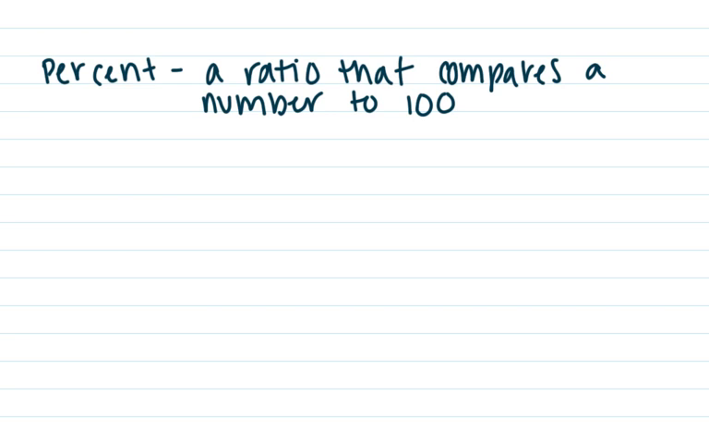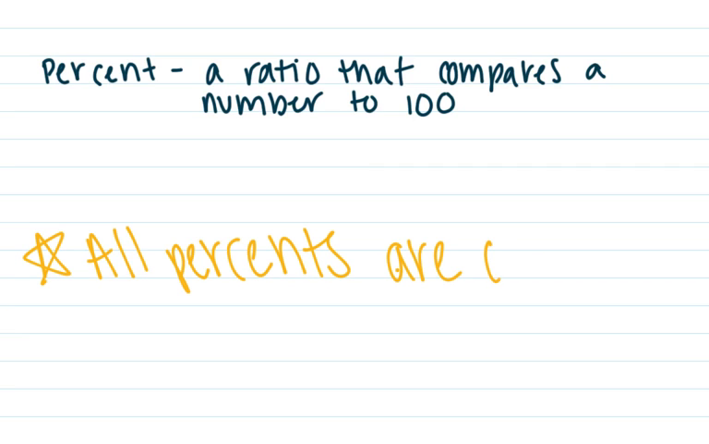A percent is a ratio that compares a number to 100. So we just wrapped up talking about ratios and rates and unit rates and proportions, and a percent goes along with that information. It is another way to compare numbers. This time we are comparing numbers specifically out of 100 or to 100. And so the most important information that you need to know about percents is that all percents are out of 100.